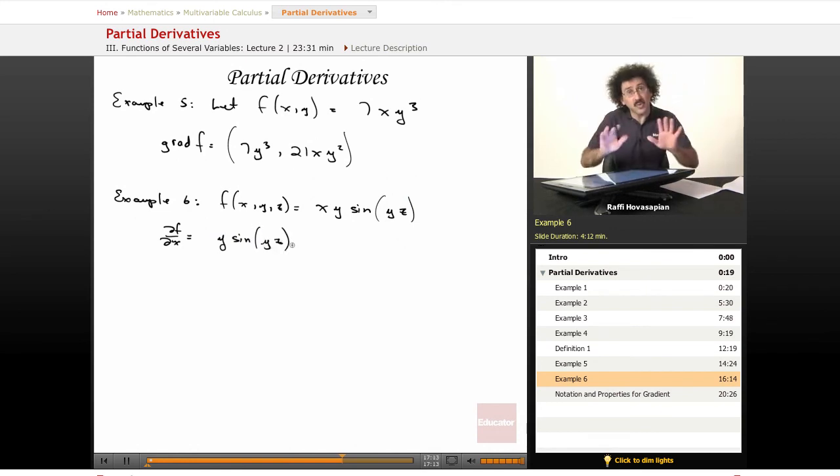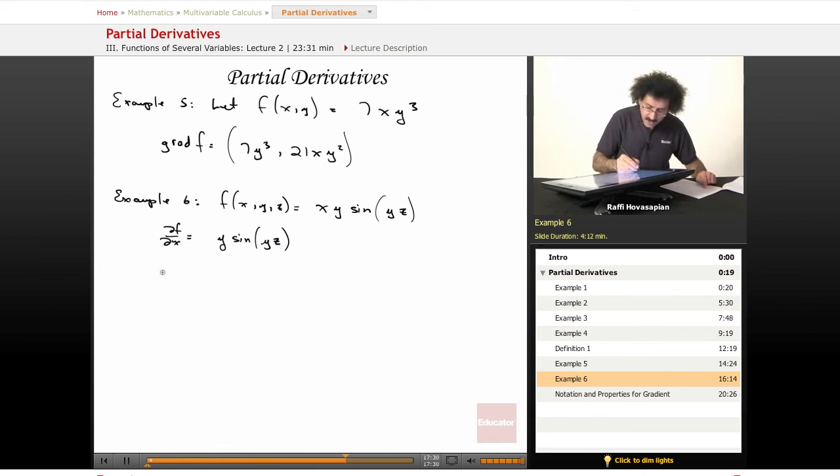So make sure you don't just automatically start taking the derivative and say, you know, x times the cosine of yz, because there is no x in the argument for the sine function, so it's just a constant. You treat it like a constant. Let me make my z a little bit clearer, I think, here.